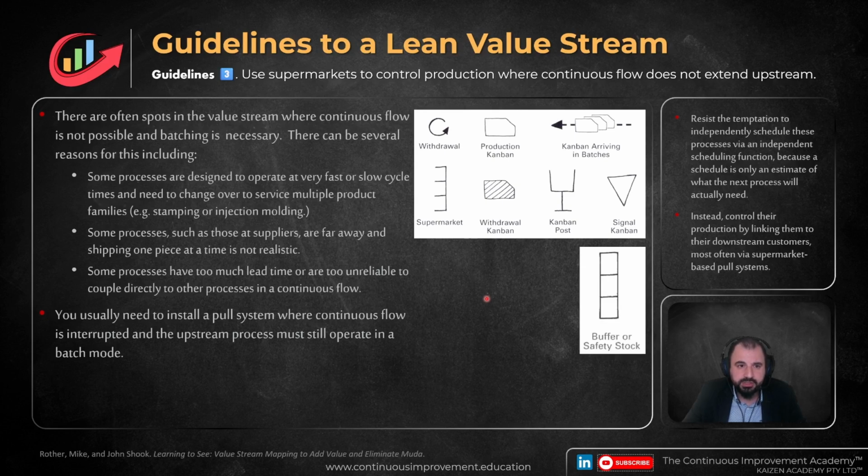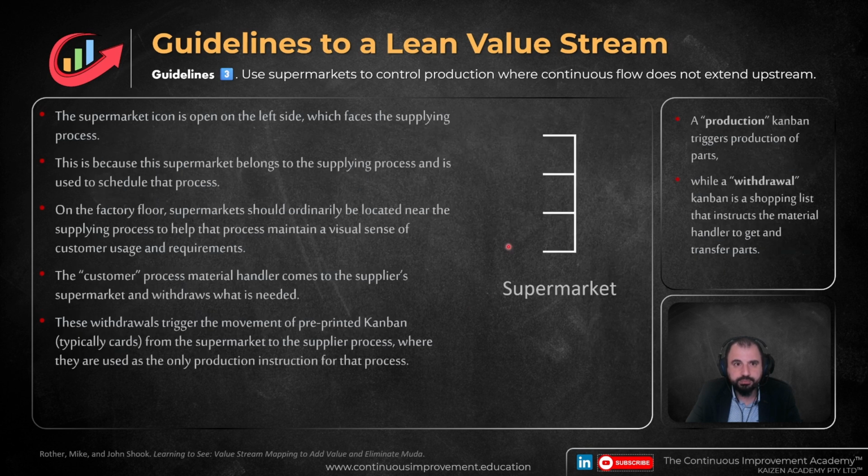So our third principle is use supermarkets to control production where continuous flow doesn't extend upstream. So in these cases, you will have to have inventory or a buffer between the different stages, or between you and your supplier. And the case here is that you put a very strict control system on your inventory so that it is replenished based on the actual needs, not just by doing overproduction.